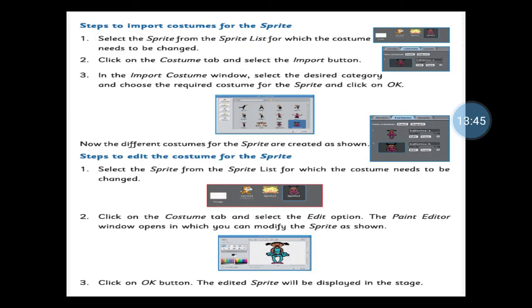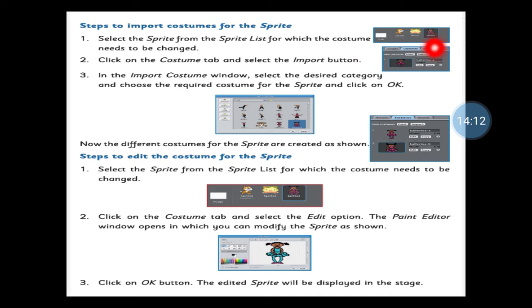Next one is the steps to import a costume for this sprite. How you can change this sprite's costume, we will see step by step. Okay, the first step is to select the sprite from the sprite list for which the costume needs to be changed. So here you just select the sprite for which you want to change the costume.